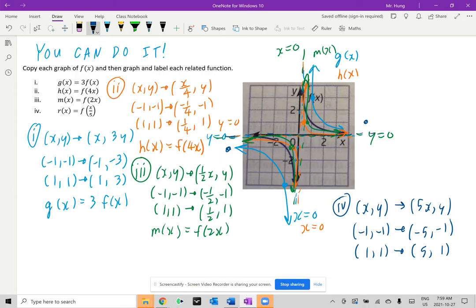Again, recognizing that the horizontal asymptote is still going to be at y equals 0. Recognizing the vertical asymptote is going to be at x equals 0. And again, the graph, roughly speaking, is going to look something like that. I can label this as r of x. And that's it. That's how you graph these transformations.